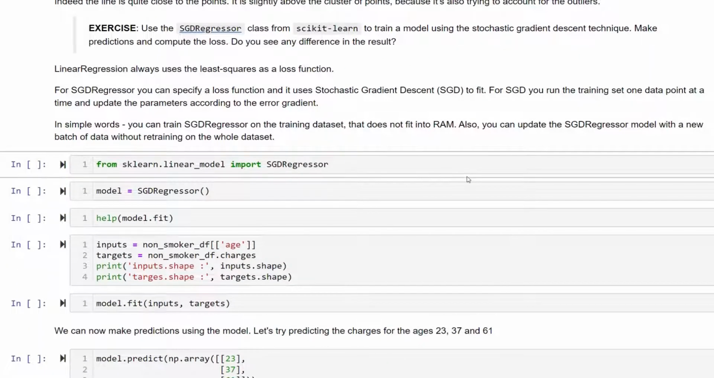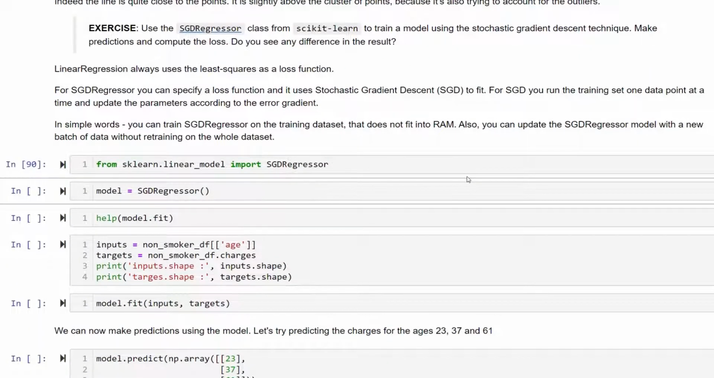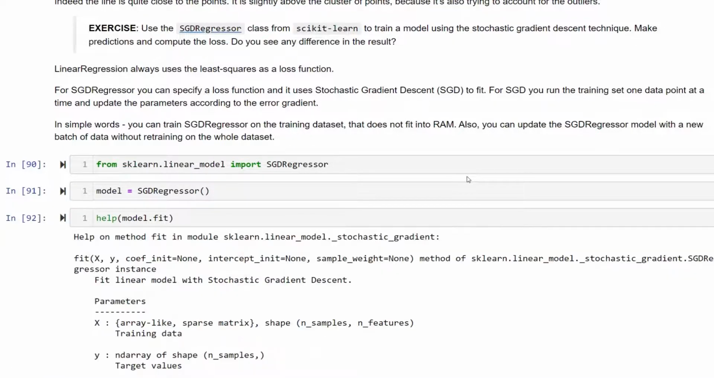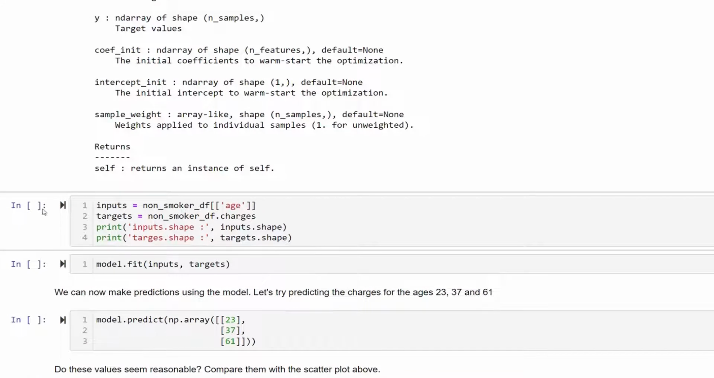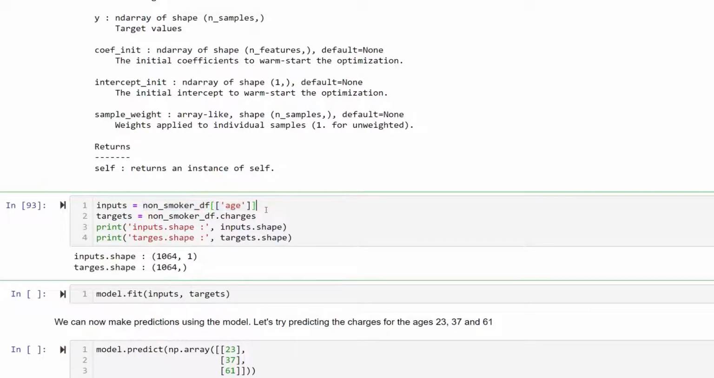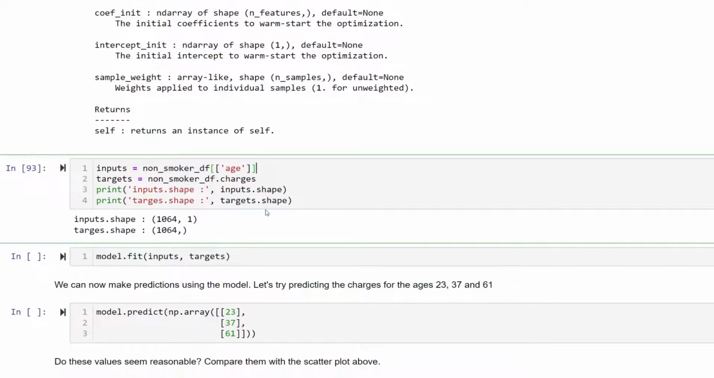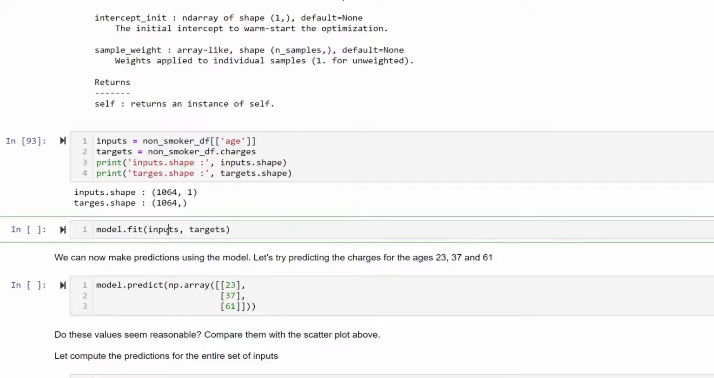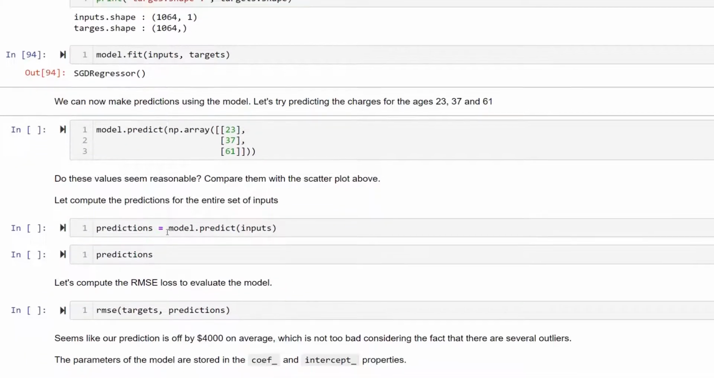Let me import that SGD regressor as well and store it in the model, and see how to fit it. This is the same as the previous one. Giving the input as non-smoker df.age, targets as non-smoker df.charges, that will be 1064, and we fit our model, taking the inputs and targets.